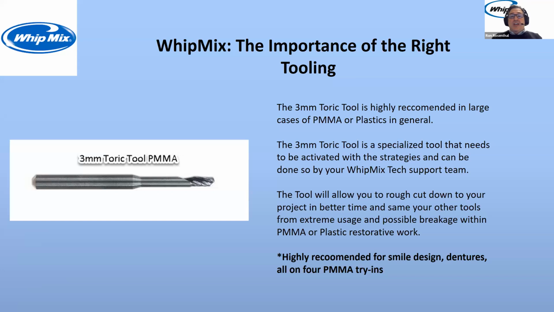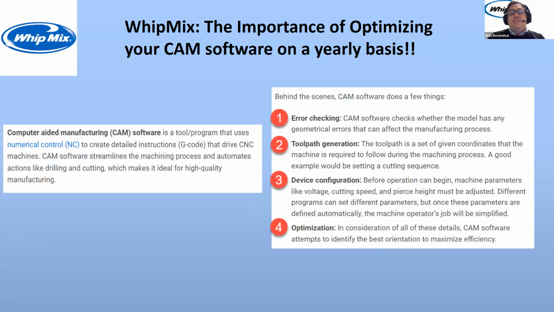All right, so a lot of people don't understand the importance of optimizing CAM. CAD is computer-assisted design, and CAM is computer-assisted manufacturing. Optimization is basically taking all the details that you get in CAD and attempting to identify the best way in the software to get the most optimized results. A lot of people don't understand that the CAM is taking all that you're outputting from your CAD design, be it from 3Shape or your other design software, and converting it into a usable language for the machine.